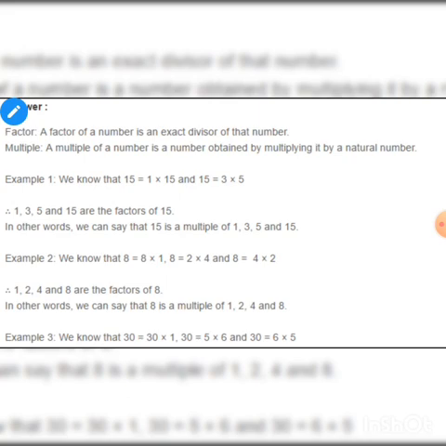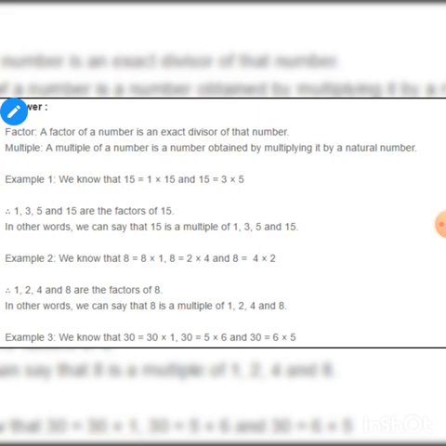If we take the number 15, now find out in which tables this 15 comes. In the table of 1, 1 fifteen is 15. Now 15 comes in another table too, whichever table it is coming in. So 15 comes in the table of 3, and that also 5 times. That means this 15 is divisible by 3 and also by 5.